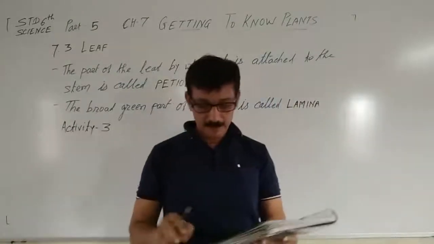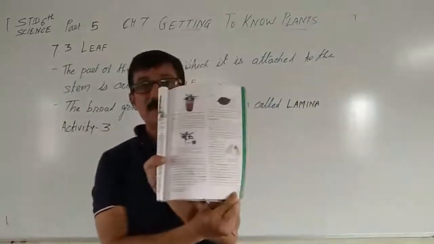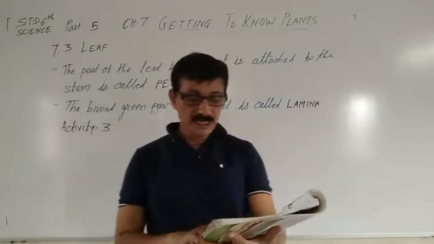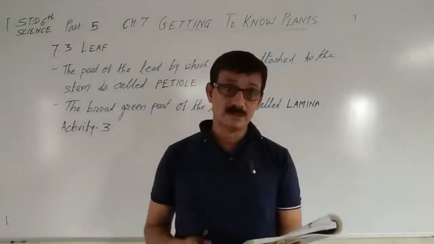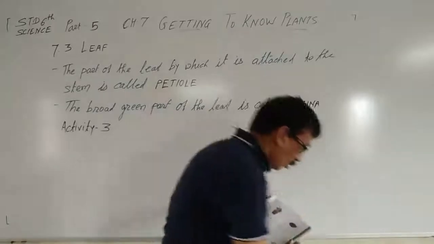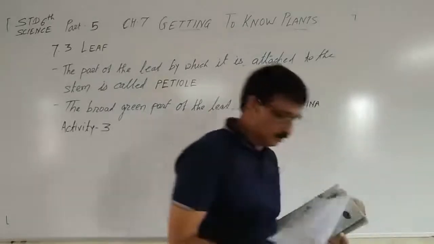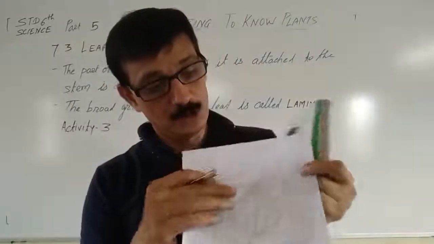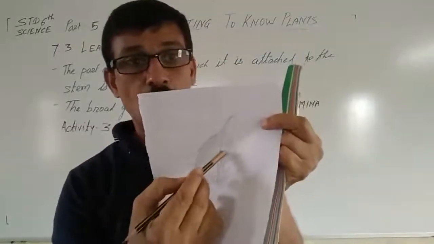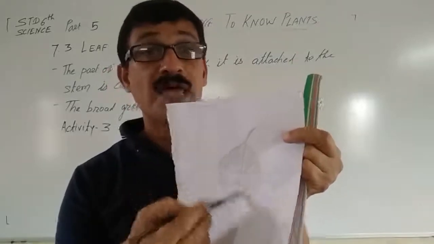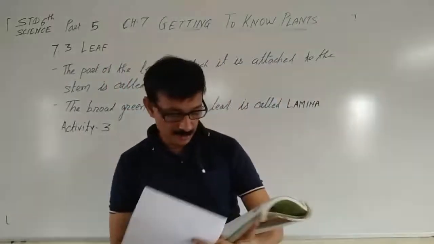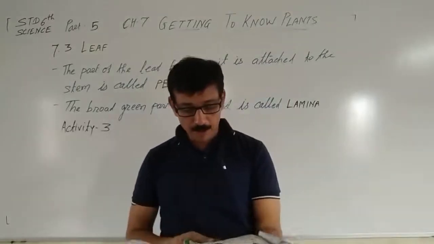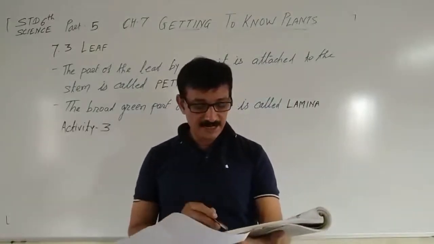Now let's go further. Be on page number 55. So these lines on the leaf are called veins. The lines on the paper are these lines. All these lines are called veins. Then, do you see a prominent line in the middle of the leaf?